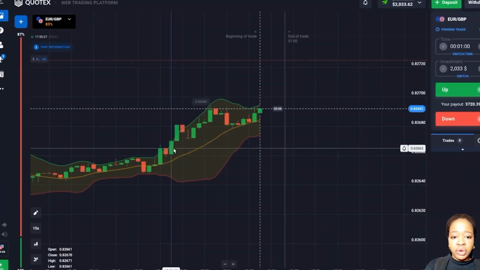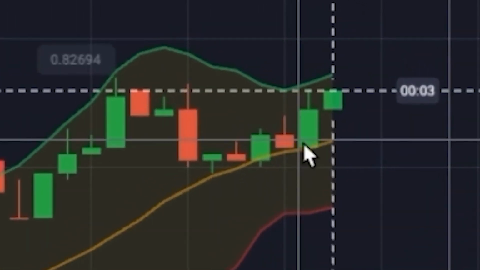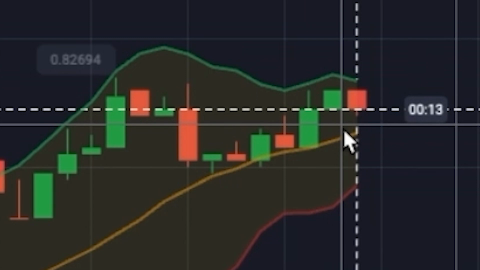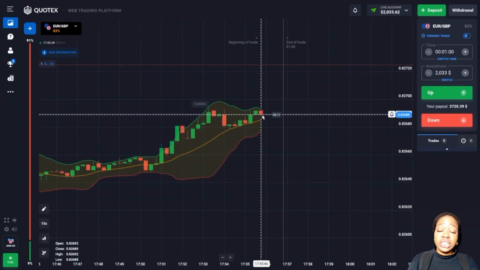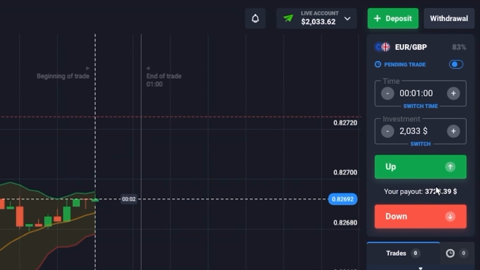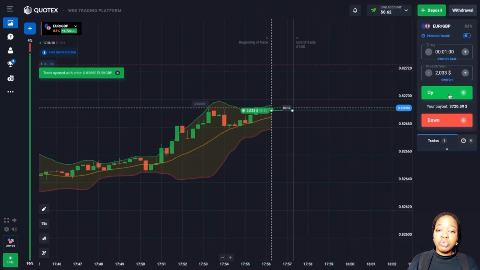Here I can observe how the upward movement has slowed down briefly, and now the green candlesticks are pushing off and continue to be between the upper and middle lines of the Bollinger Band indicator. So this suggests that the upward trend will persist in the foreseeable future. Therefore, here I'm going to open a trade for an increase for 1 minute.